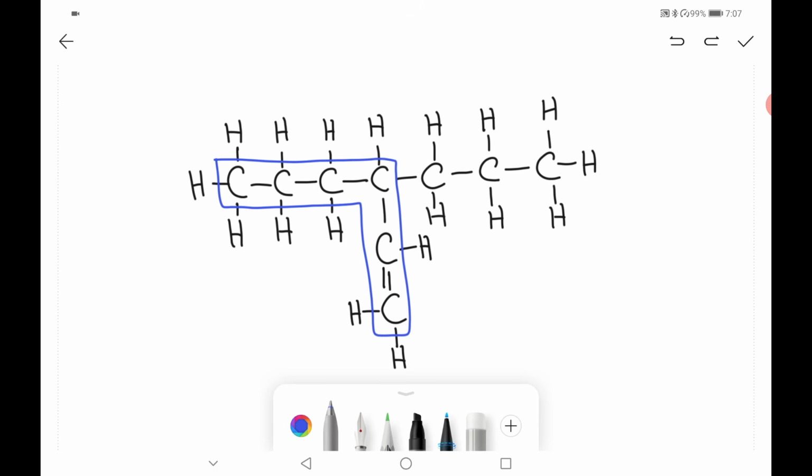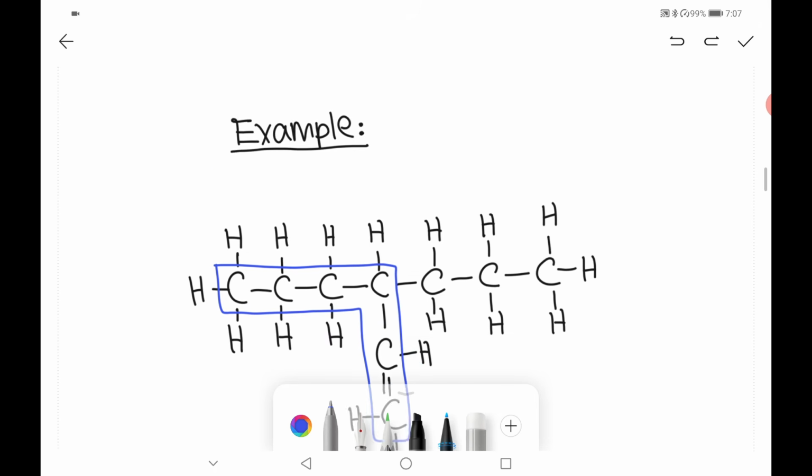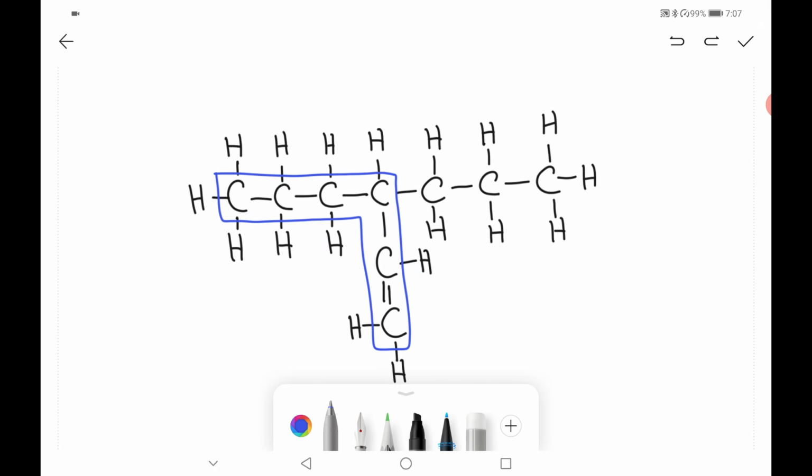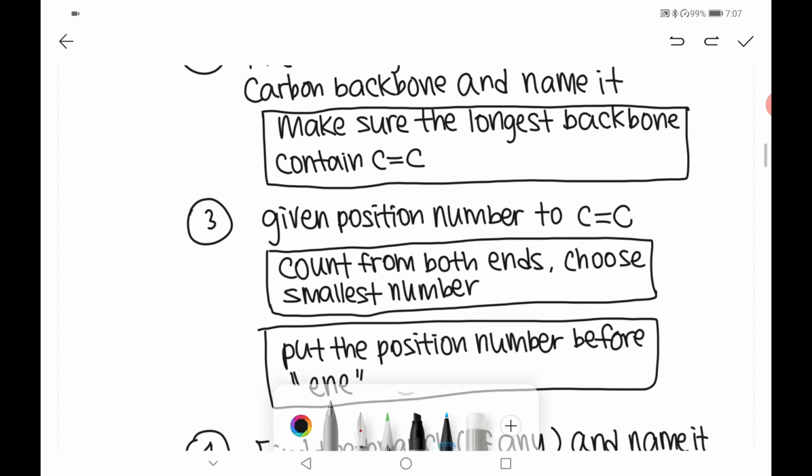Previously in alkane, we just needed to find the longest carbon chain and that's it. But when you come to alkene, you have to be very careful. You need to make sure that the longest carbon backbone must contain the carbon-carbon double bond. This is something very, very important. All right, so now let's continue.